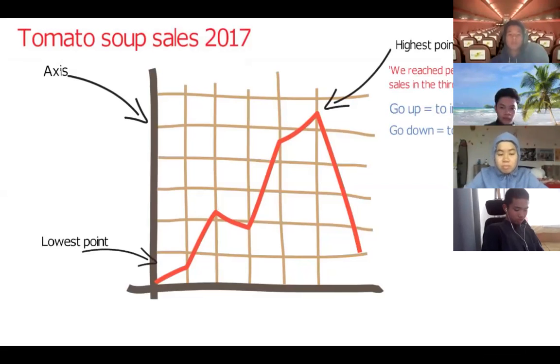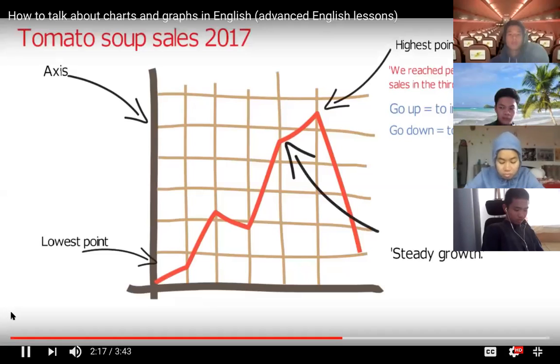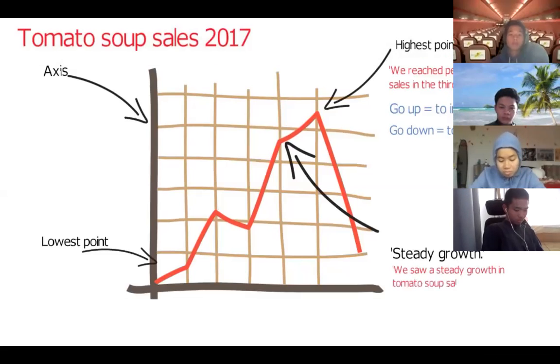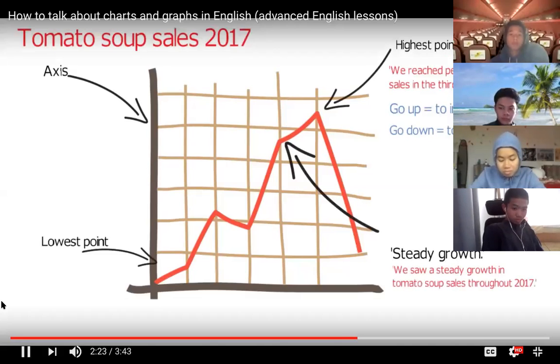If the line is going up, you can also say that the company is experiencing steady growth. For example, we saw a steady growth in tomato soup sales throughout 2017.